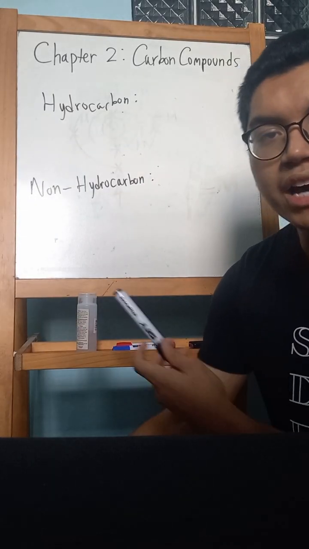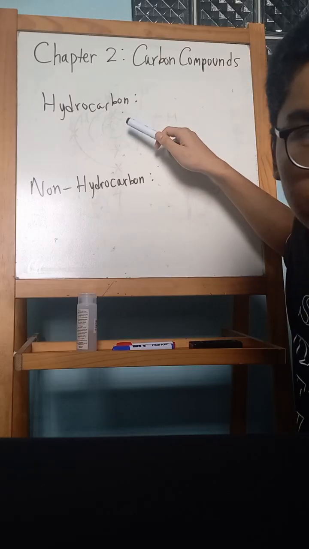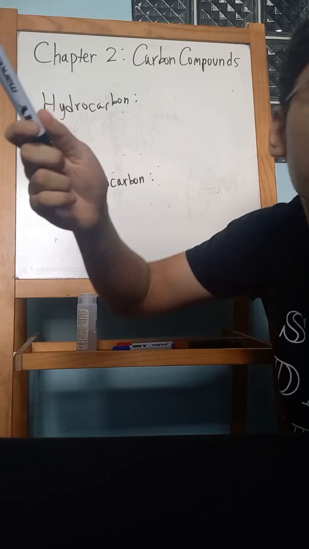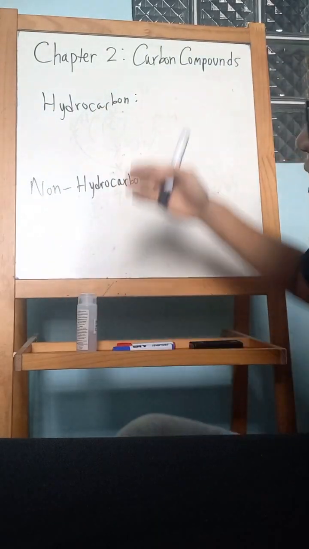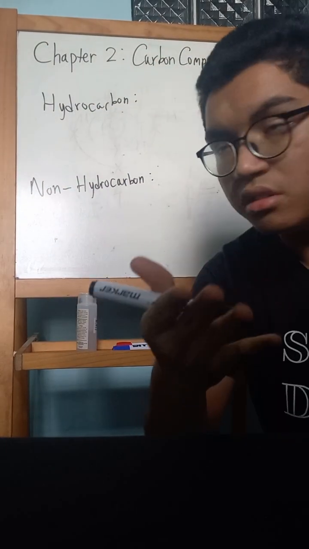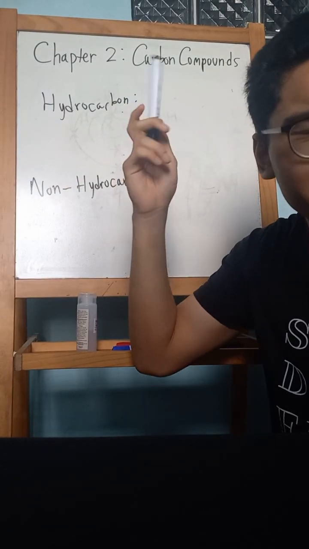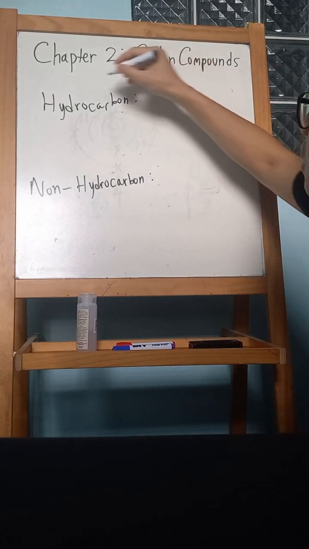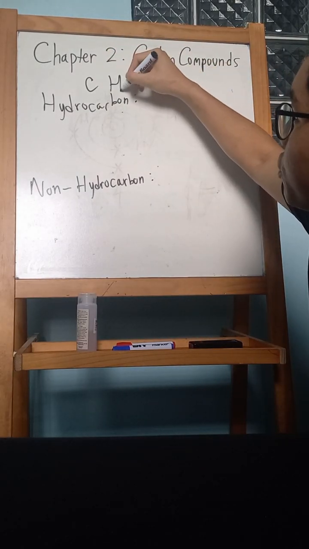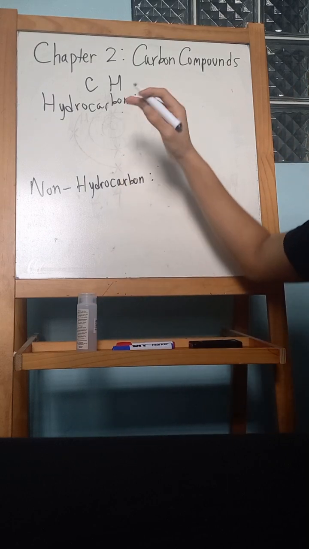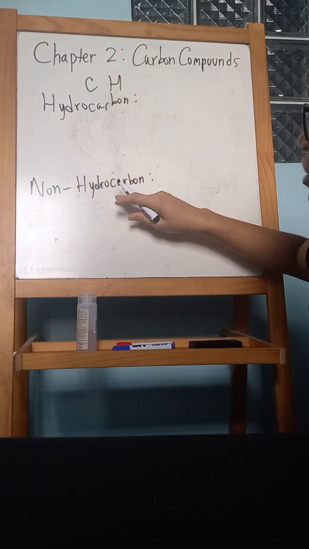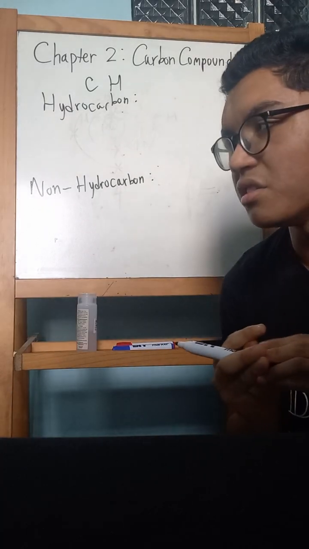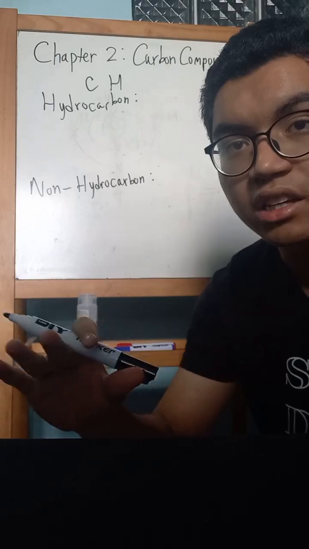A hydrocarbon is just a compound or a molecule. Let's see the book definition. Organic compounds can be classified into both of these. Hydrocarbons are compounds that consist of only carbon and hydrogen, so it can only have these. A non-hydrocarbon is any compound that does not consist of hydrogen and carbon only.